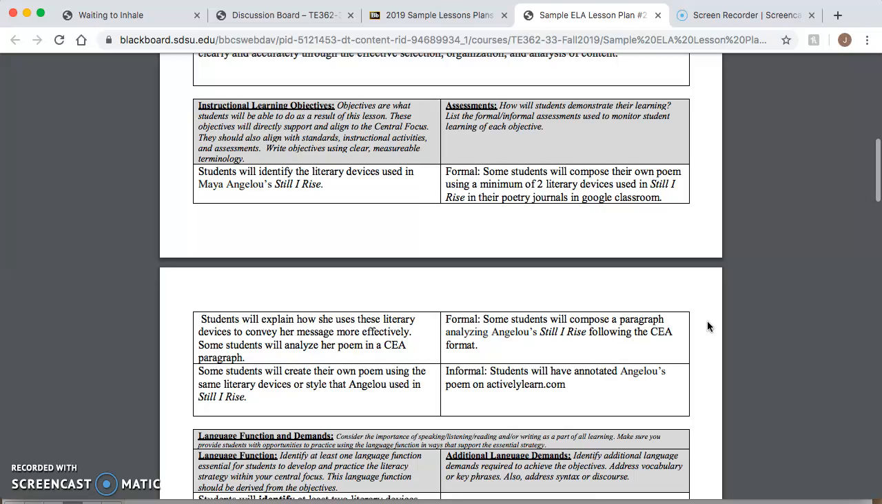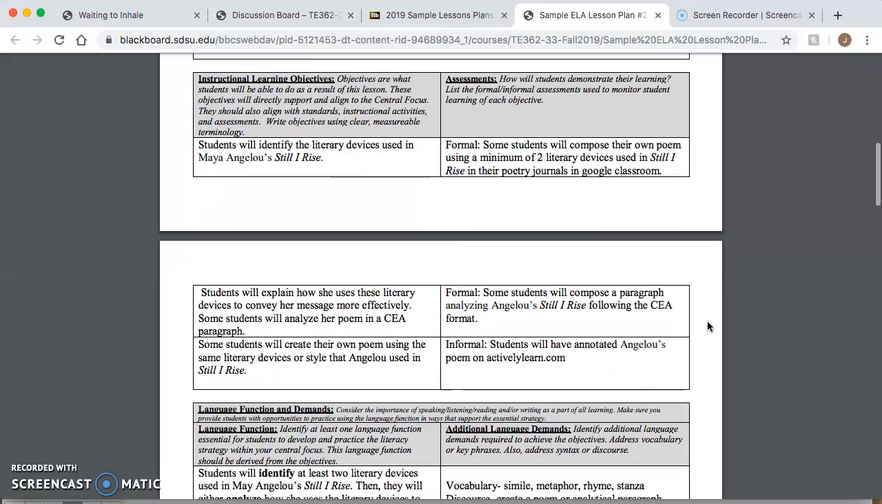And then as we move on to the instructional objectives and assessments, for the objectives, it's basically what will the students be doing after the lesson. And so here in this example, we see how students will identify literary devices used in the poem, and students will be able to explain how she uses the literary devices, and students will create their own poem using the same literary devices. So as the students progress through this lesson, they'll come to learn which literary devices are in the poem, and being able to identify that is a crucial skill, as well as being able to explain how they're used, and then of course being able to use them themselves.